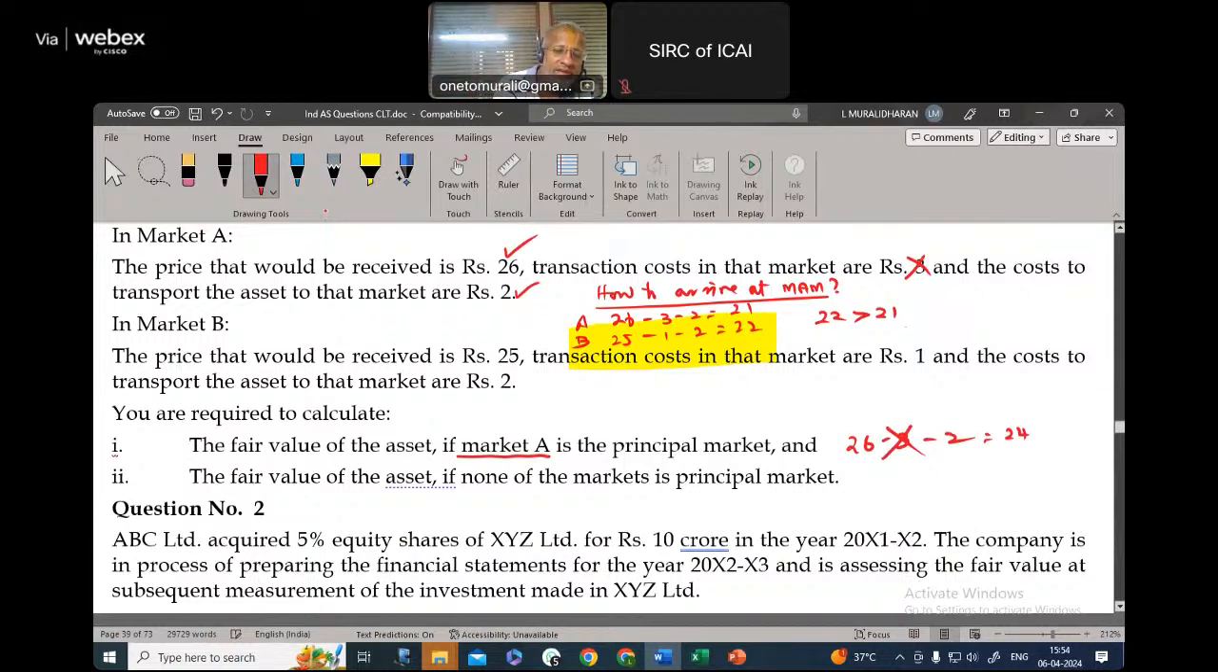Then the fair value of the asset, if none of the markets is principal market, would mean now the most advantageous market is B. Having taken up B, the answer will be 25 minus 1 minus 2, where this minus 1 should not be taken up. Answer to that question is 23. Answer for the first question is 24. Answer for the second question is 23. Now let us check with our institute study material. I will stop for a moment, then I will show you our institute study material.